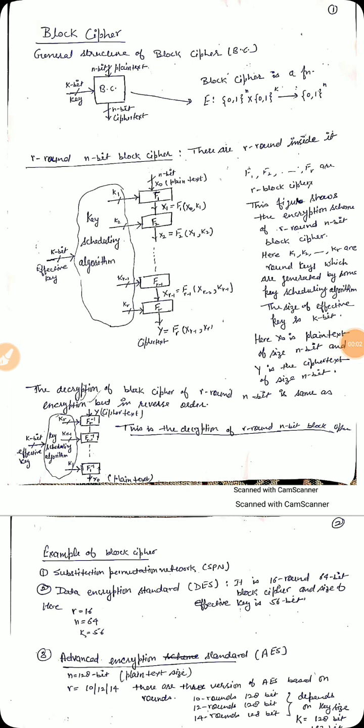Hello everyone. In today's lecture, I will be discussing block ciphers. As we know, block ciphers take a block of plaintext bits and generate a block of ciphertext bits. Or we can say a block cipher is an encryption method that applies a deterministic algorithm along with symmetric keys to encrypt a block of text, rather than encrypting one bit at a time as in stream ciphers.